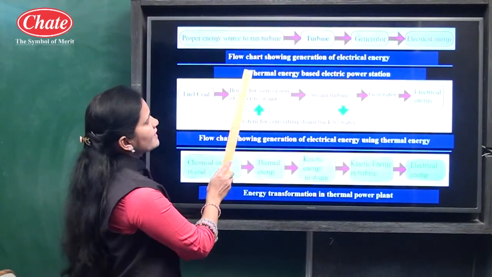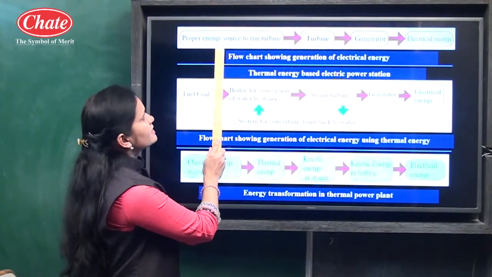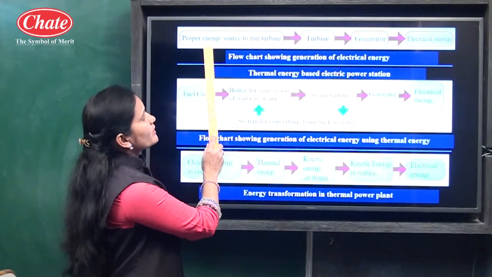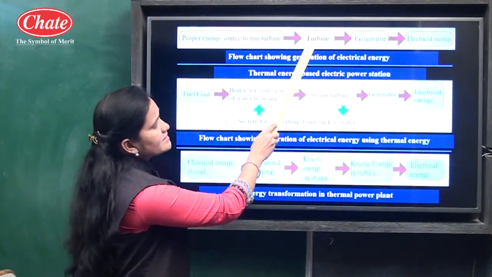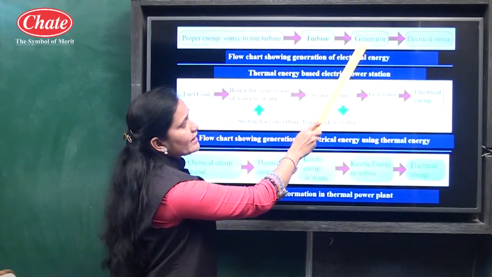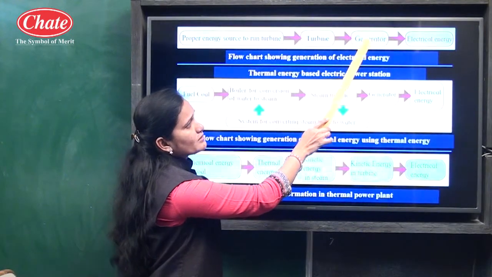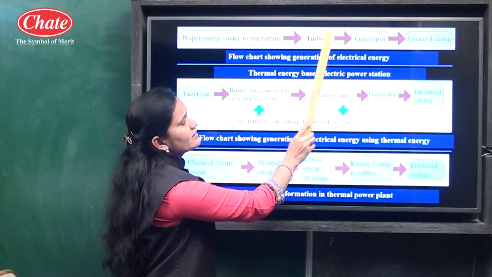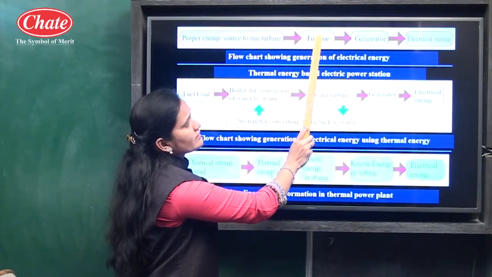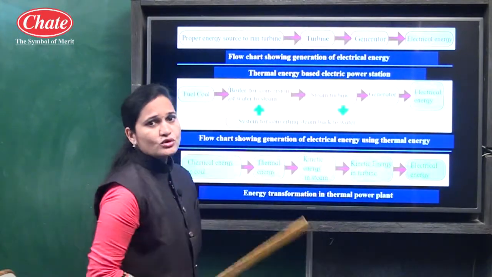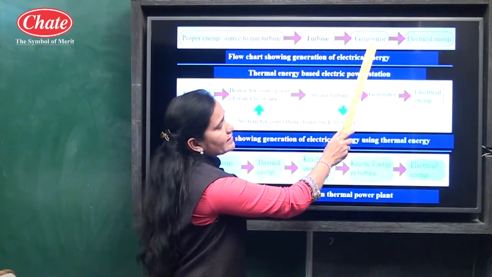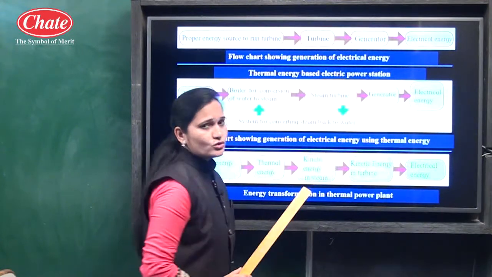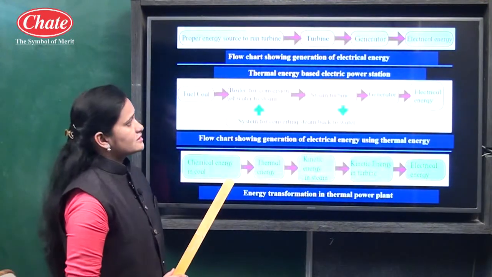So this is the chart showing the generation of electrical energy. What you can see here is a proper energy source to run the turbine. After that, the turbine is connected to the generator, and the rotating magnets present in the generator start to rotate when the turbine starts to rotate, and through that the mechanical energy gets converted into the electrical energy.